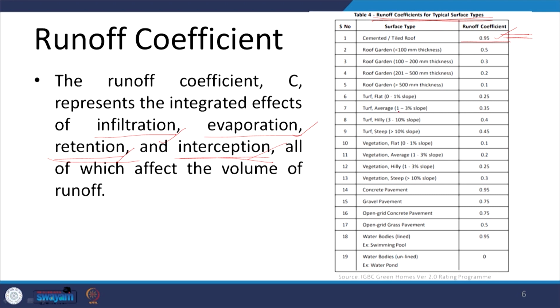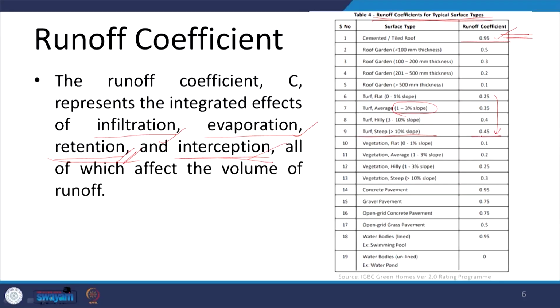Here we are talking about the different surface types. If you see, we are also talking about the slopes, so we are talking about the retention capacity. The steeper the slope is, the higher the runoff coefficient. If we have a turf which is steep, we can see that the runoff increases from a flat turf to a steep turf, which is a commonly seen and understood phenomenon as well. But we know that around 45% of the precipitation will actually run off.